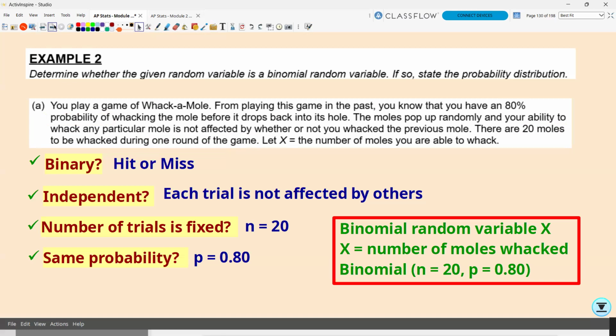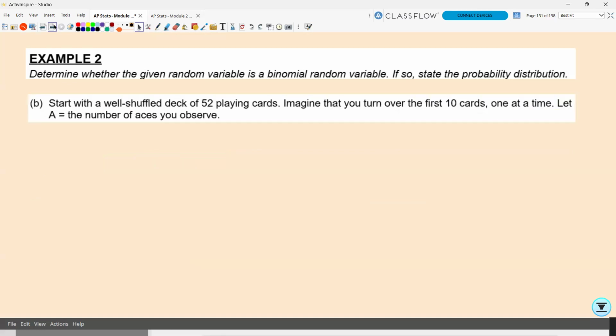And so we say it's a binomial random variable. X is the number of moles whacked. I'm just repeating that from above. And we say binomial, parentheses, n equals 20 and p equals 0.8. So you want to list the set number of trials and the probability after you write the word binomial in this case.